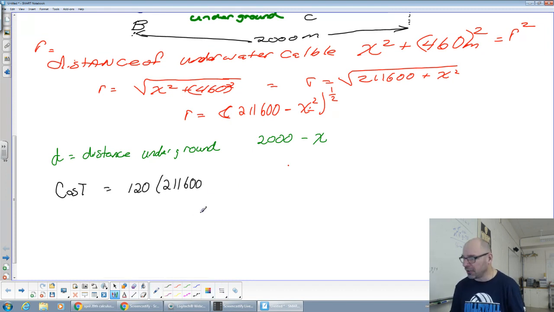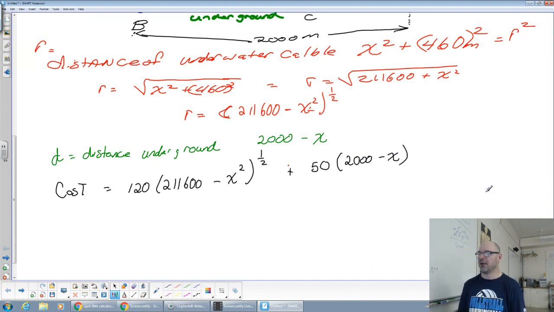That's $120 times this. Don't bother trying to bring that into both of these, because it doesn't work that way. That's one term there under the root sign. Plus $50 times the cost of underground cable, which is 2,000 minus x. So then here's our cost equation now.